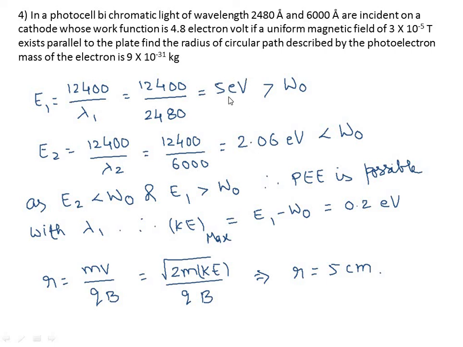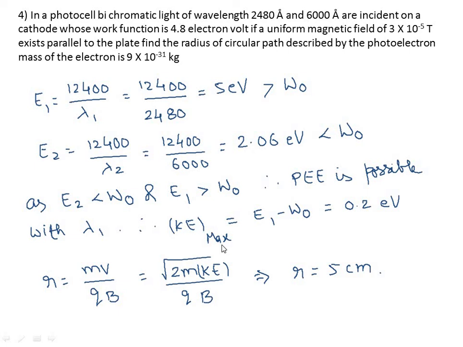And remember, this 5 electron volt is greater than the given work function 4.8. So keep this aside. Now with the second wavelength, E2 is 12400 by lambda 2, and I got 2.06 electron volt, which is less than the work function. So look here, E2 is less than W naught and E1 is greater than W naught. Therefore the photoelectric effect is possible with lambda 1, the first wavelength, that is 2480 angstrom.